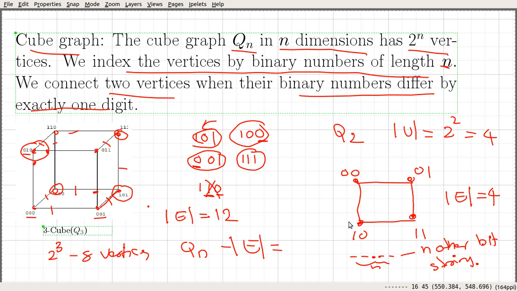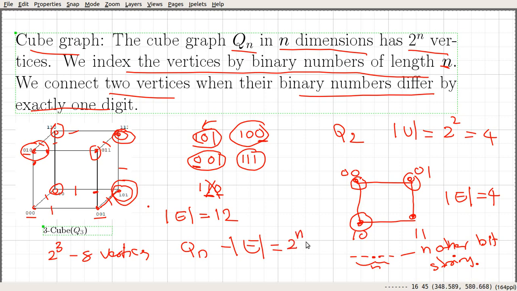So each vertex will be connected to n other vertices. If you consider Q2, we can see that this vertex is connected to 2 other vertices, and if you consider Q3 and this vertex 111, we can see that it is connected to 3 other vertices, this one and this one. So if you consider Qn, a particular vertex is connected to n other vertices.